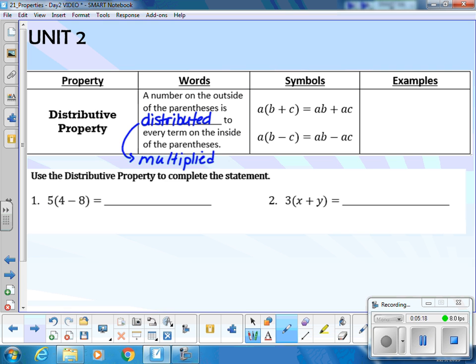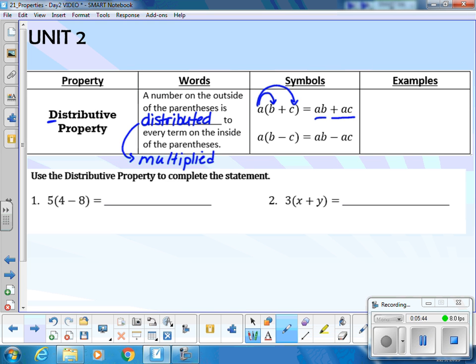That's really what we mean: it is multiplied to every term inside the parentheses. So if you look at our examples here, we did it just with letters, but I'll show you some examples with numbers. A times B is written here, and then A times a positive C, so it's a positive AC.